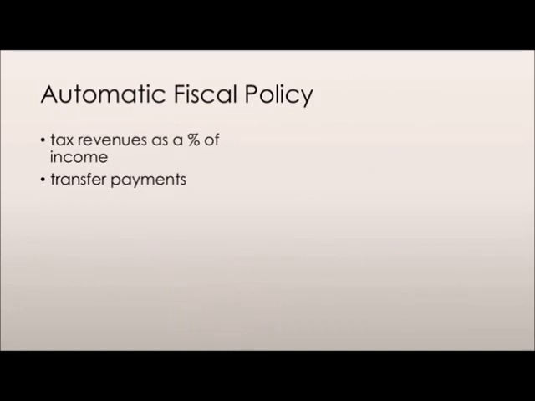Automatic fiscal policy, as I mentioned, does not require any sort of government intervention to help stabilize the economy. This works because tax revenues and transfer payments change automatically in response to the state of the economy. Tax laws specify percentage amounts of income that need to be paid as tax and not dollar values. The actual dollar value of tax paid depends on a person's income. Since income varies with real GDP, tax revenue varies with real GDP as well.